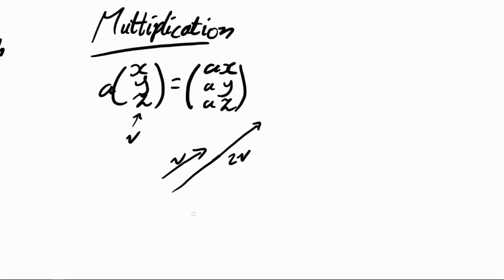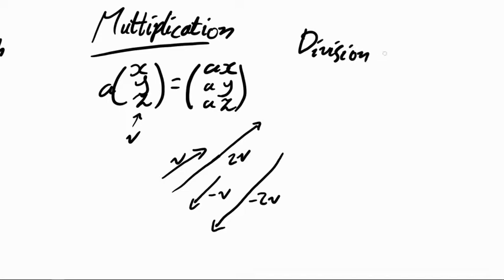We've already discussed what happens with negatives. So that negative v is just the opposite direction, but the same length. And so negative 2v would be the same length as 2v and the opposite direction. And then division, well, that's very similar.